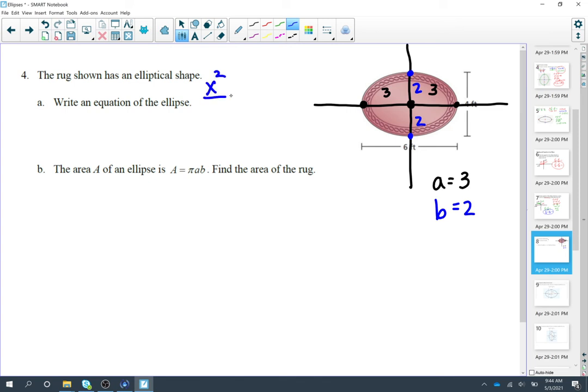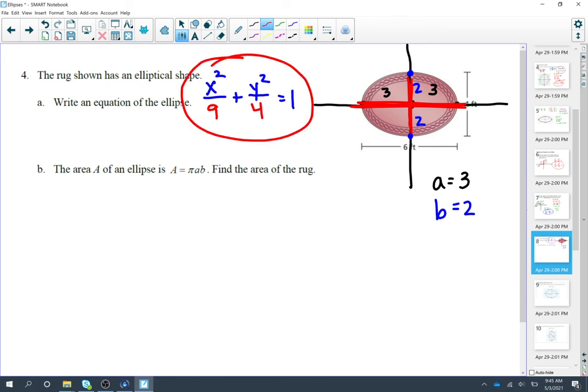x squared plus y squared equals 1. Your major axis is your longer one. Your longer one is on your x-axis, which means your larger number needs to be on your x-axis, which was 3. Keep in mind it's now 3 squared, so we're going to have a 9. y squared is your minor axis, the shorter one, so 2 squared is 4. And that's the equation of your rug.